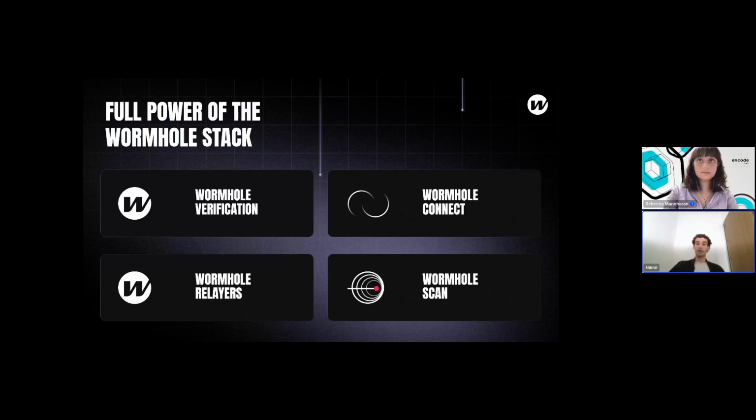Wormhole relayers greatly improve the general user experience of cross-chain messaging. Relayers are this network of delivery providers that get cross-chain messages from point A to point B. And when sending a message on the source chain, users or protocols are able to pay upfront for delivery to the destination chain. So it greatly improves the user experience for cross-chain messaging.